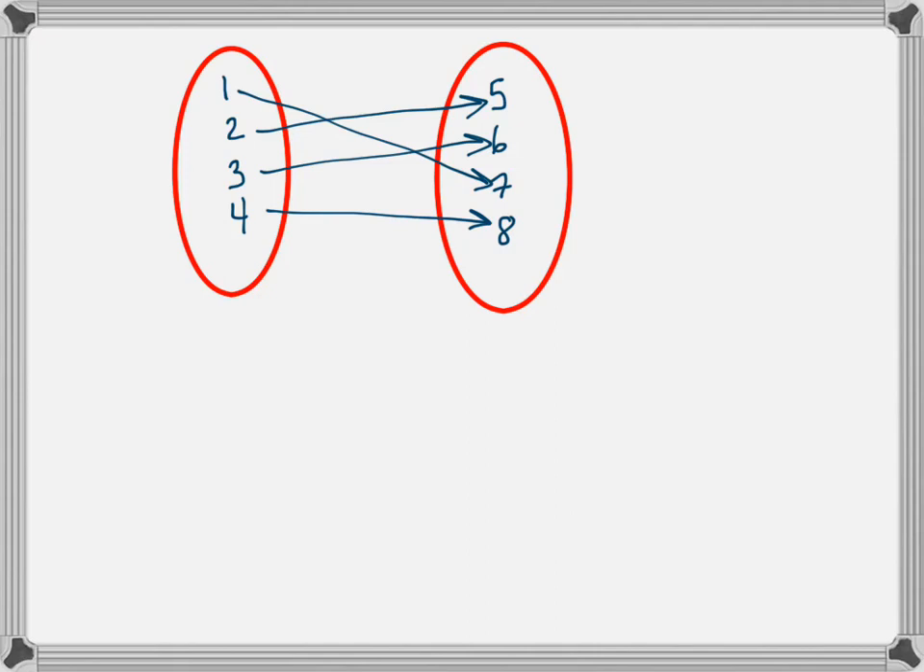Here's another diagram where again we can see that every input, or every element of the domain, has exactly one arrow coming from it. But here also every element of the range has exactly one arrow leading into it. So this represents a function that is one-to-one.